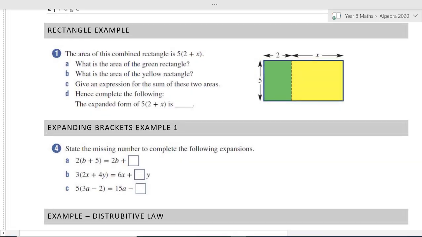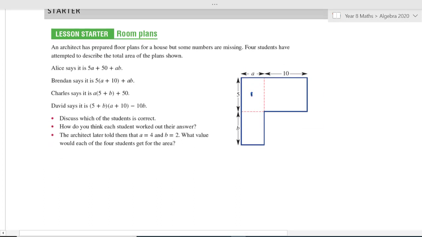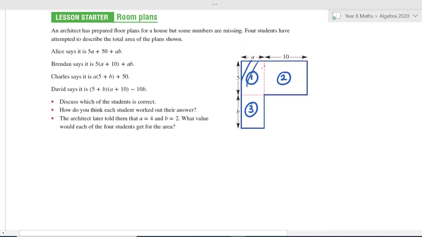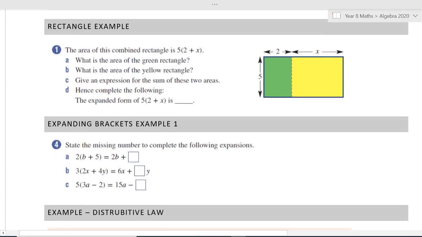All right. First of all, we've just been looking at rectangles in our starter activity. We could have worked out the area of these three rectangles a number of different ways. We could have added those three separately, or added them like this, and like this. So just quickly then, what is the area of the green rectangle?